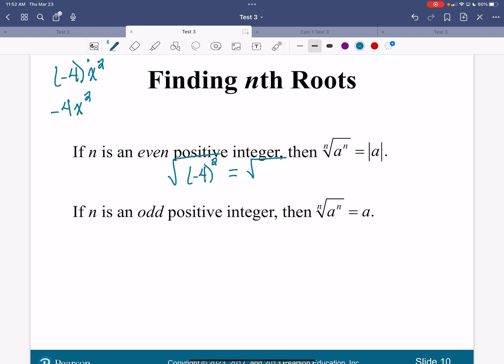So this is going to be the square root of 16. And can I take the square root of 16? I can. And that's 4.